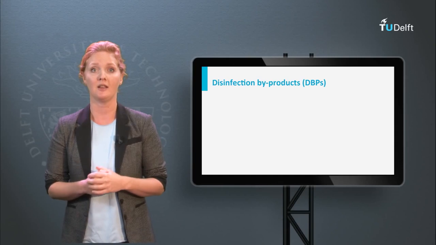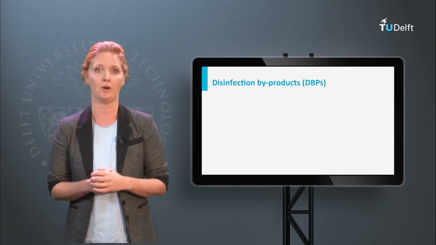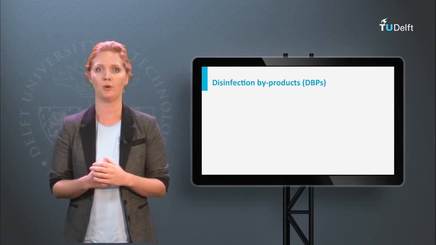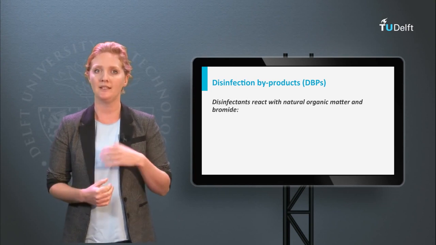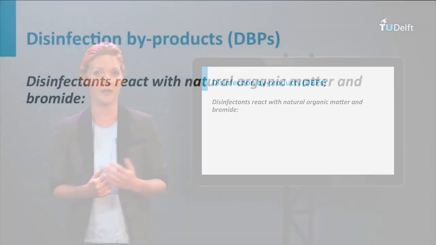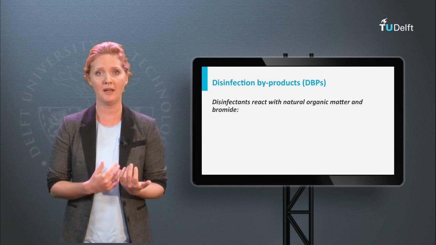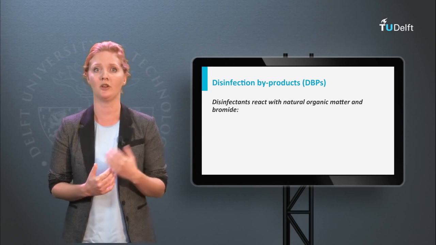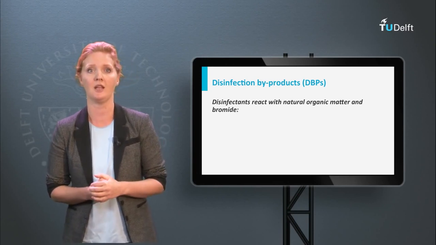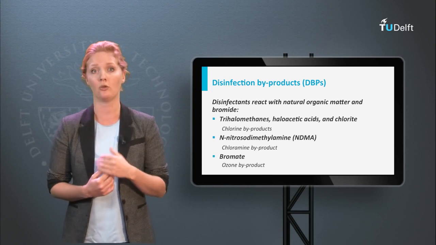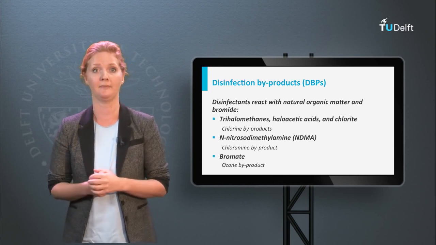Disinfection byproducts are originally not present in the source water, but enter the water during a treatment process for disinfection. Disinfectants react with natural organic matter or bromide in the water, resulting in carcinogenic byproducts. Trihalomethanes, NDMA, and bromate are examples of disinfection byproducts, which are produced by chlorine, chloramine, and ozone, respectively.